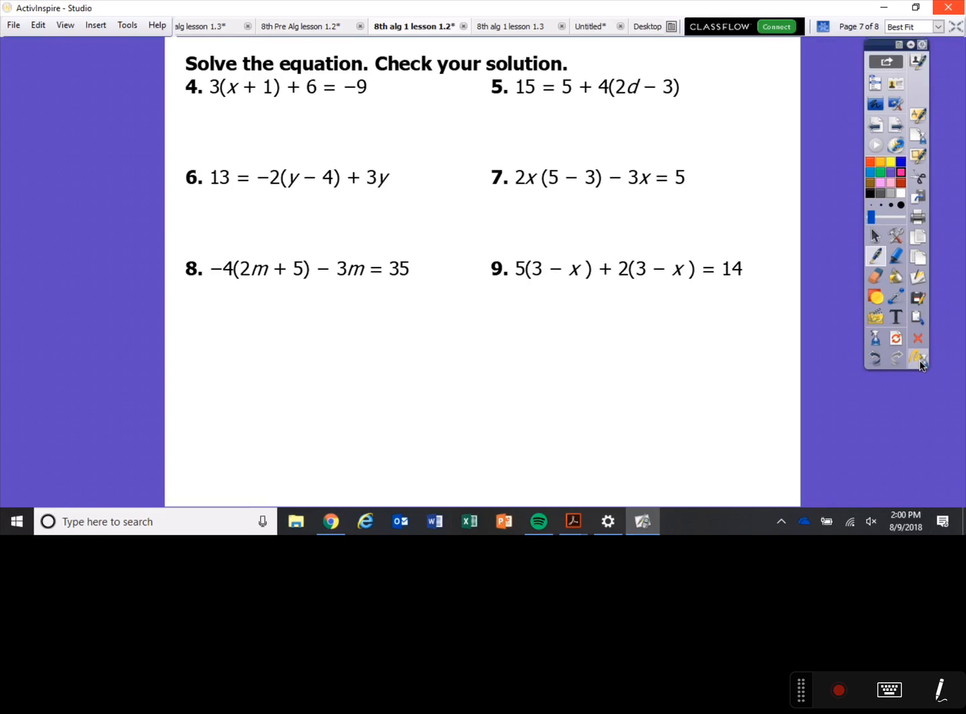What'd you get this time, Caleb? I got positive 2.6. Rework it. It's not it. 6.5. Is it a decimal? It's not a decimal. It has to be 1.6. Not a decimal. What? Really?